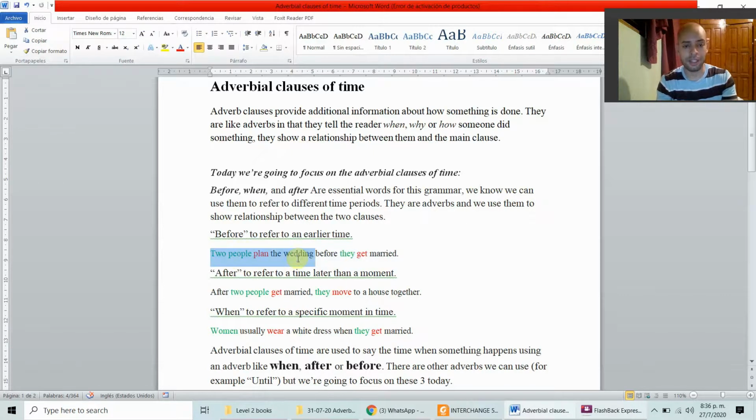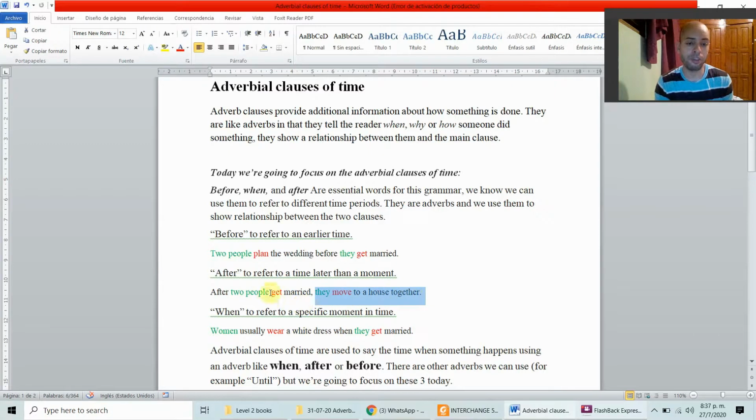These sentences give more information about this part. This is the main sentence. And this sentence gives more information about this sentence. Two people plan their wedding before they get married. This happens before this. So we're giving more information about what happens before they get married. What happens? Two people plan their wedding. And after, let's see, after two people get married, they move to a house together. So two people move to a house together, right?